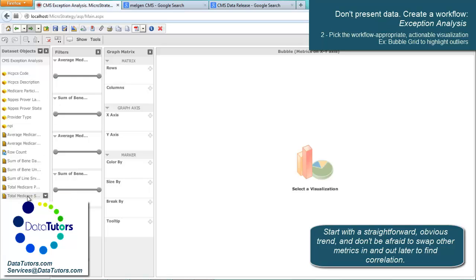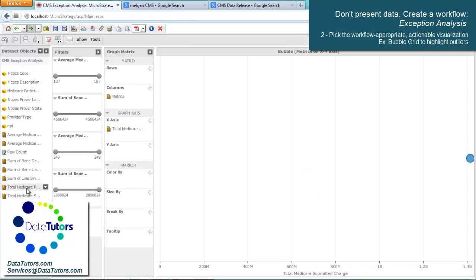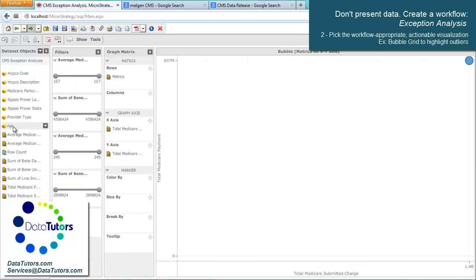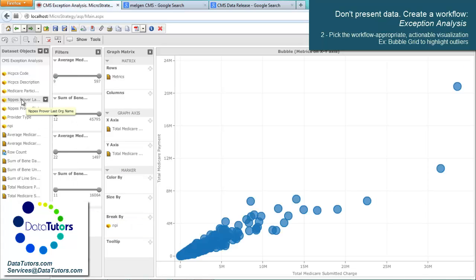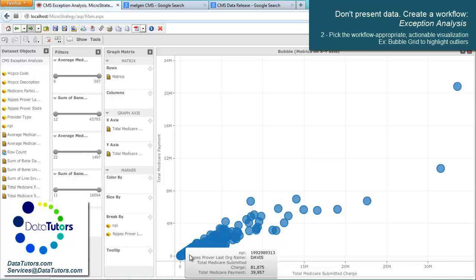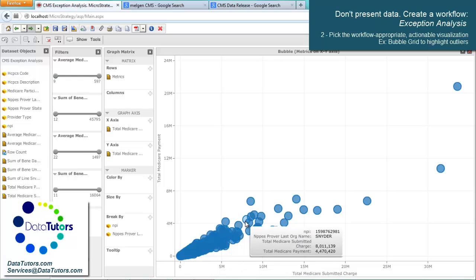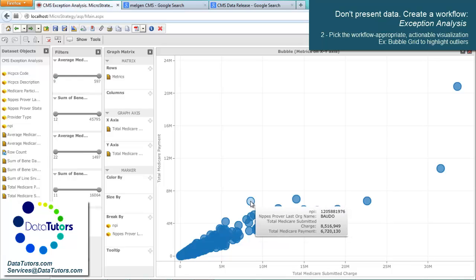Plotting total submitted charges on the x-axis and then the total payments received on the y, with a bubble for each doctor's office, we should see a general trend that shows that if I charge more, I receive more. But when bubbles range high above or down below the general trend line, we know that a physician is either charging more and receiving less than peers, or charging less and receiving more than we would expect. Physicians or offices that charge or receive an abnormal amount will stand out right away because they won't be right on that line.